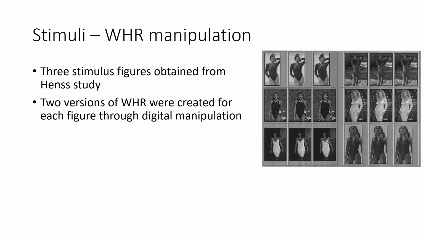Two versions of the waist to hip ratios were created using a digital manipulation. So they took the original photo again, which I believe is the one in the middle, and then they made two versions from that of different waist to hip ratios, one that's wider and one that is more narrow, or smaller and larger.